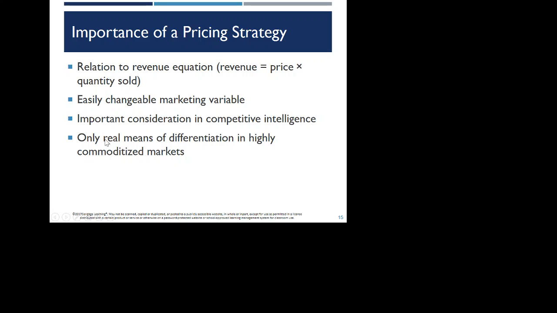So this last point here is important. Highly commoditized markets, where there are lots of different competitors and their products are almost all the same, pricing is the only real way to set yourself apart. Think about gasoline, for example. What's the difference between Chevron and Exxon gas? Not much, just basically the price, okay?